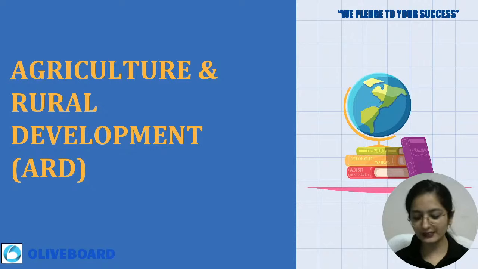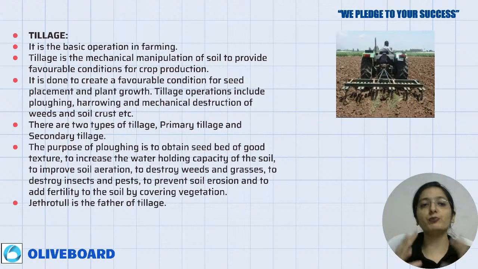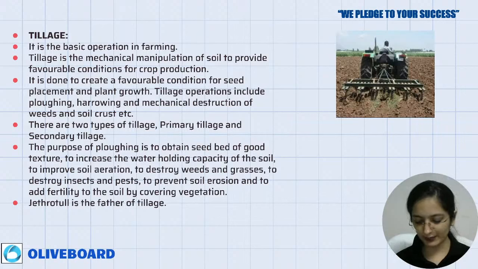So as far as tillage is concerned, you can see through this picture what is happening. It is basically an operation in farming where we want to make a proper seed bed that is suitable for sowing the next seed, for soil productivity. All of this happens by cultivating with different ploughs.